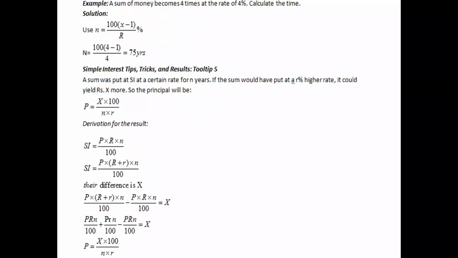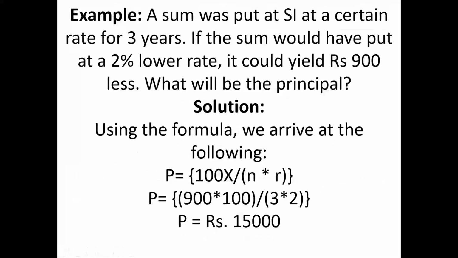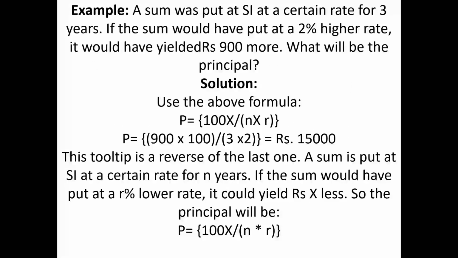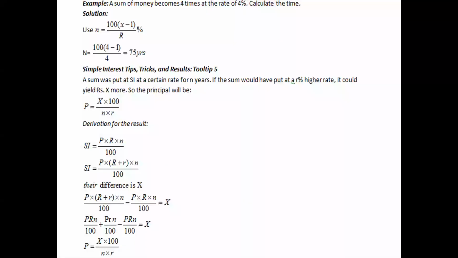So based on that, here there is an example. Money becomes 4 times. So use n equal to 100 of (x minus 1) by r percentage, then n equal to 100 of (4 minus 1) by 4, since it is 4 times. That will give you, if you calculate, 75 years.